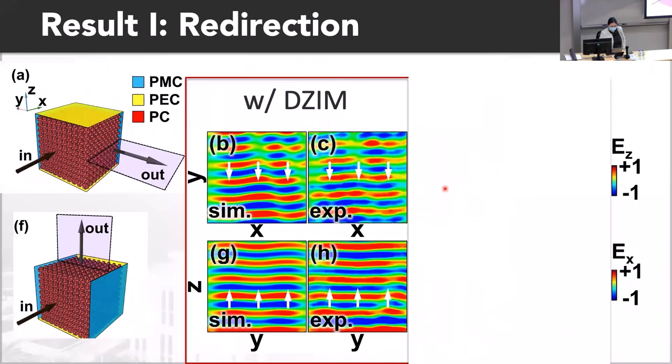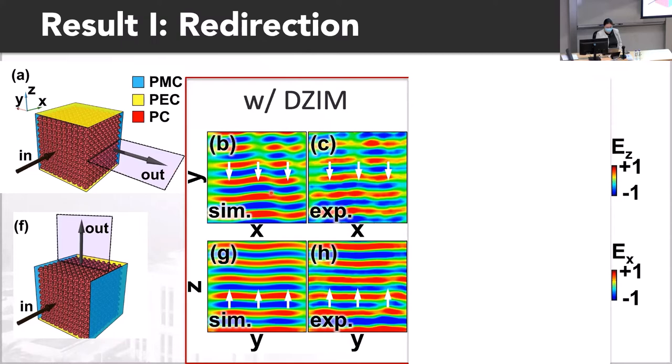These are the results, both simulation and experiments. Please note that here we have a cubicle of the fabricated sample. The red and yellow mean the PEC boundary condition, and blue means the PMC boundary condition. This demonstrates an incident wave here, with the other sides blocked, and an outgoing wave, and the simulated and experimental results agree with each other very well.